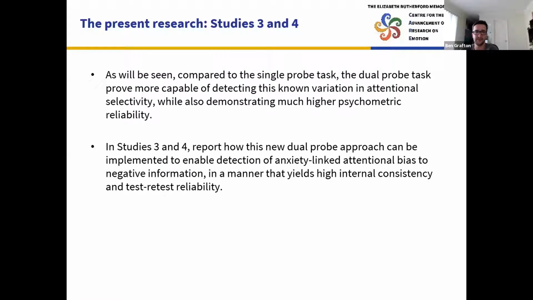And just to preface where I'm going, what we found was that the single probe task was not as psychometrically reliable as the dual probe task and was not as good as picking up that known distribution. And then I'll tell you a bit about how we sought to extend that approach to look at whether or not we could develop a variant that was capable of picking up anxiety-linked differences in attentional bias in a manner that still maintained the reliability of the task.